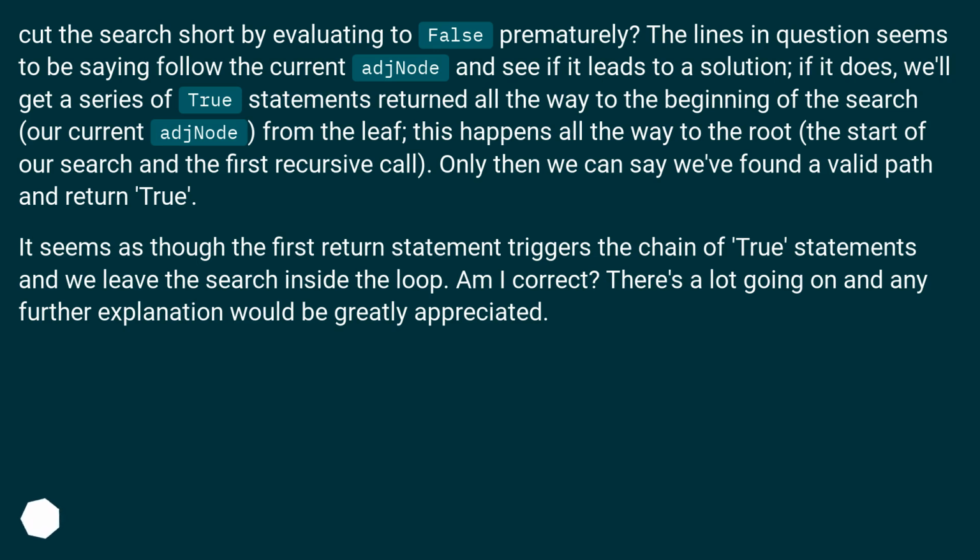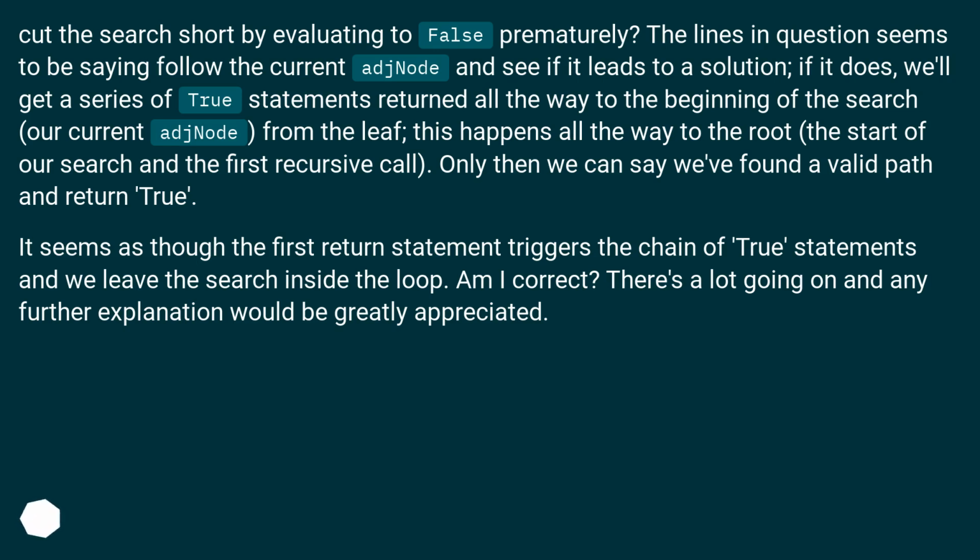The lines in question seem to be saying follow the current edge node and see if it leads to a solution. If it does, we'll get a series of true statements returned all the way to the beginning of the search, our current edge node. From the leaf, this happens all the way to the root, the start of our search and the first recursive call. Only then can we say we found a valid path and return true.